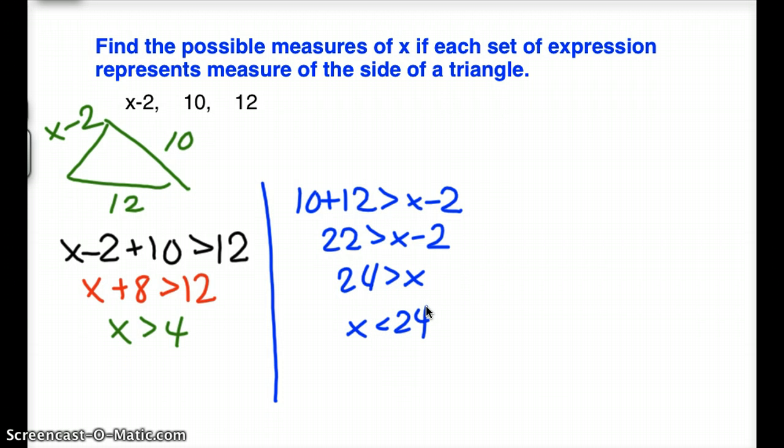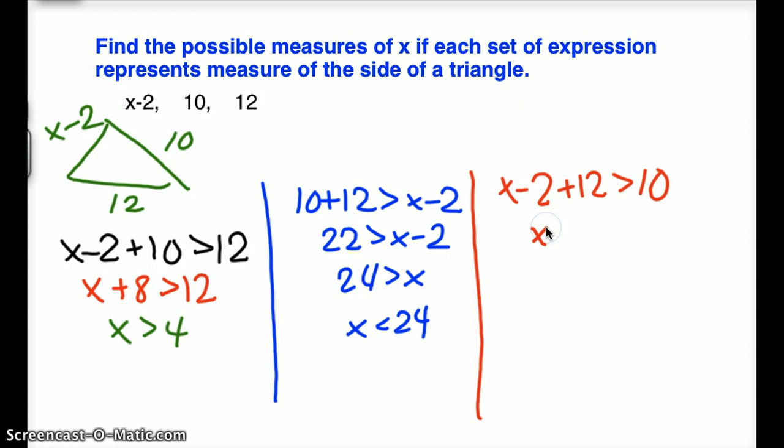All right, I have one more to do here. I need to take my X minus 2, and I have not put it with 12 yet, and that has to be greater than 10. All right, so now let's take a look. That's X plus 10 greater than 10. So now I have X greater than 0.